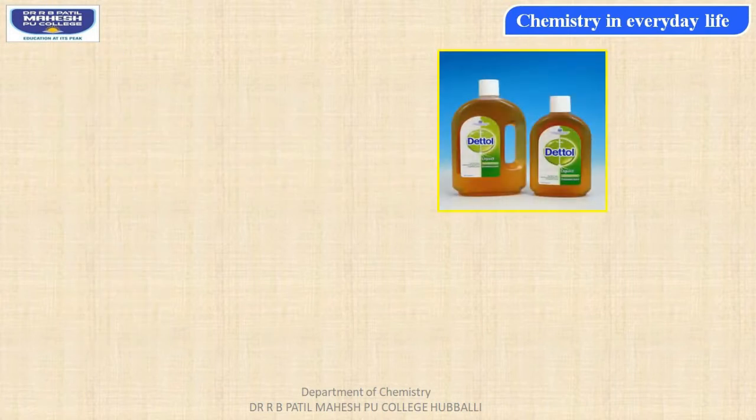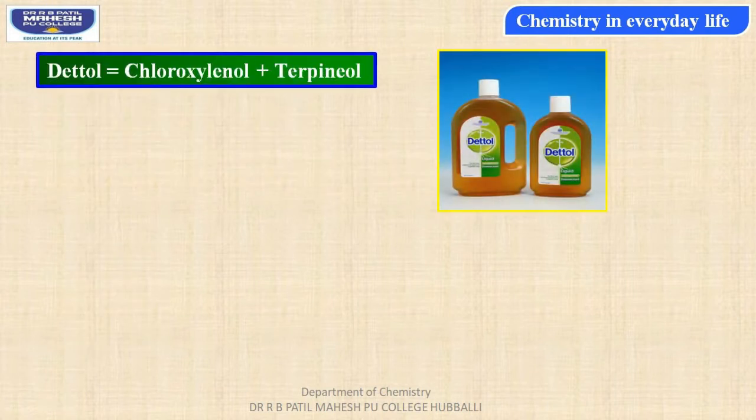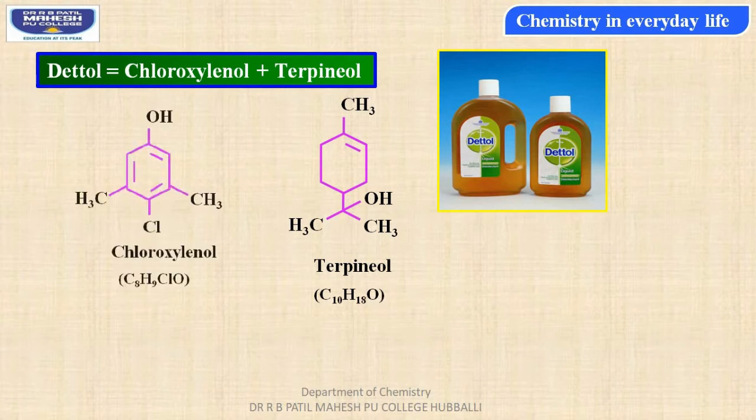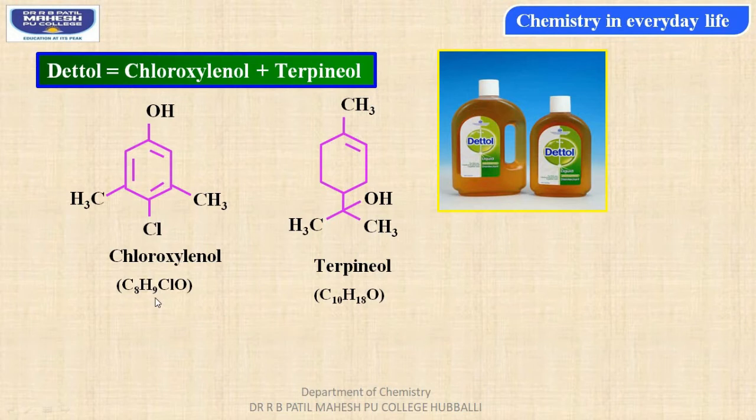Next students is the Dettol, which is a combination of chloroxylenol and terpineol. Let's see the structure of terpineol with the molecular formula C10H18O, whereas chloroxylenol structure has the molecular formula C8H9ClO, which are used in antiseptic creams.